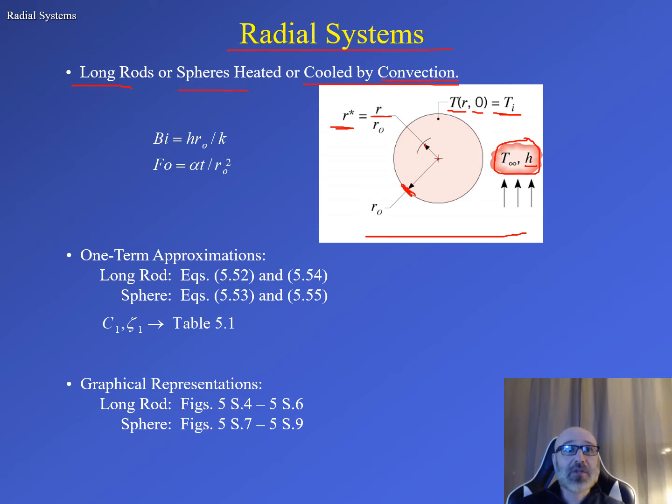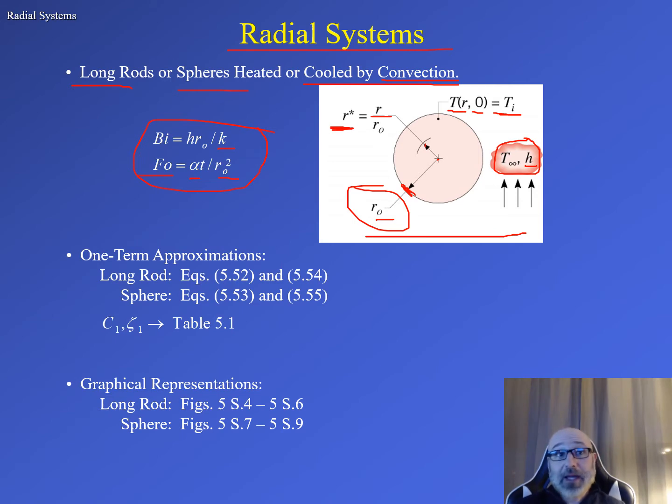So our Biot number is equal to h times our r naught, which again is at the outer surface, divided by our thermal conductivity k. And our Fourier number here is alpha t over our r naught, squared. So that's how we get our Biot number and our Fourier number, which again are both dimensionless as well. And now you can see we have our dimensionless position right here, our r star.